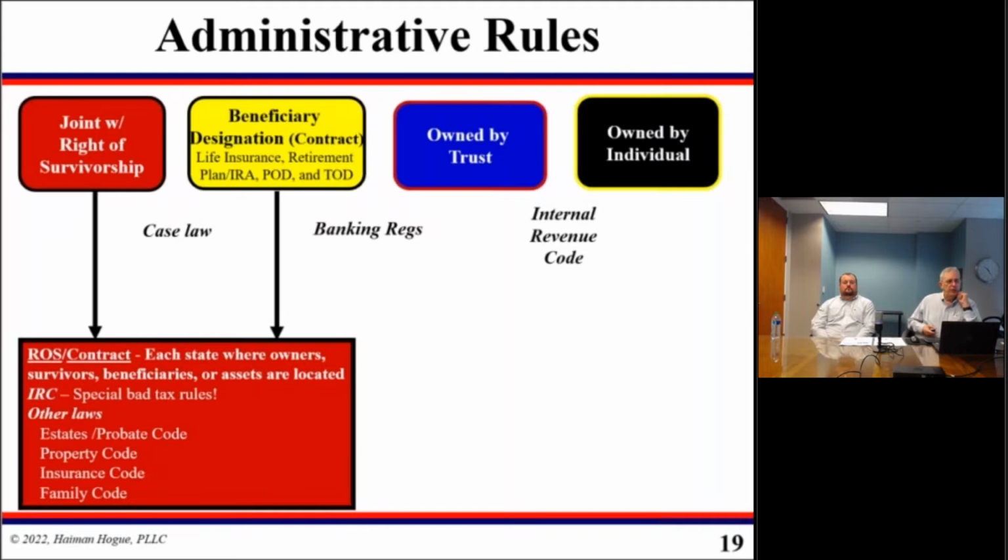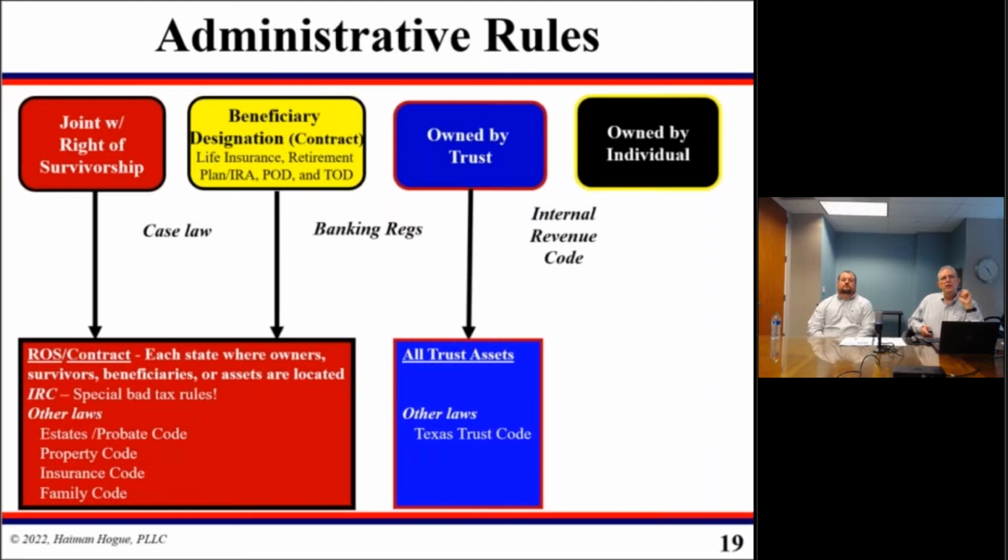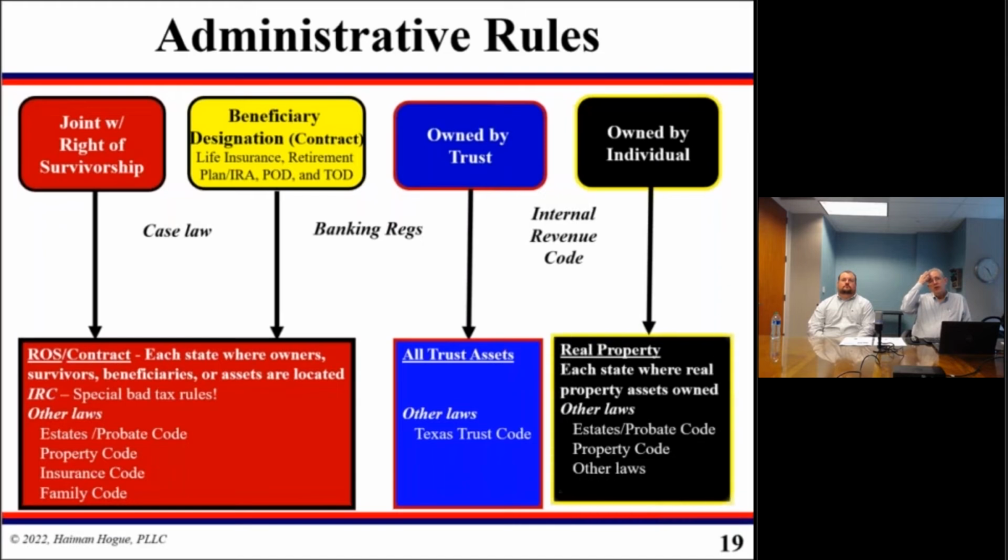Other laws that will come into play in each state are the probate code, the property code, the insurance code, and the family code. Now, if it's a trust-based plan, then all the assets will be controlled by one state's trust code. And if it's a Texas trust, the Texas code. With individual assets, in each state where you own a real property interest, you have to go through probate. And there you look at the estates or probate code or the property code. And there might be other laws that come into play.